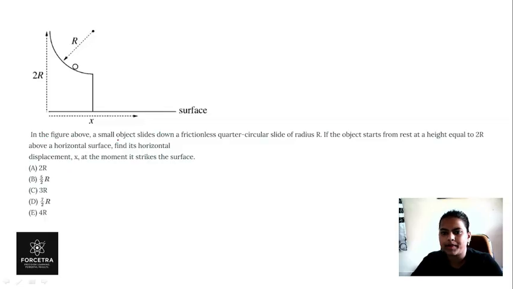In the figure above, a small object slides down a frictionless quarter circle of radius r. If the object starts from rest at a height equal to 2r above the horizontal surface, find its horizontal displacement x at the moment it strikes the surface.